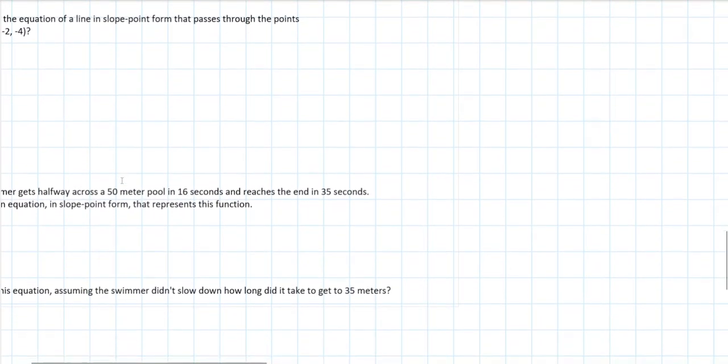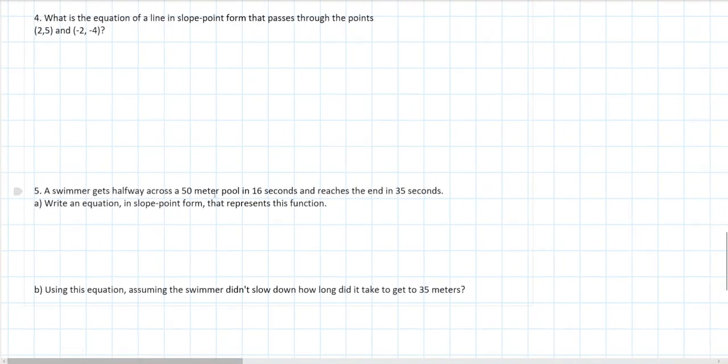All right, let's continue on. We've got only 2 questions left. What is the equation of a line in slope point form that passes through the points that and that? I recommend pausing the video right now, trying both question 4 and 5 if you can, and then seeing if you get the same answer that I do.